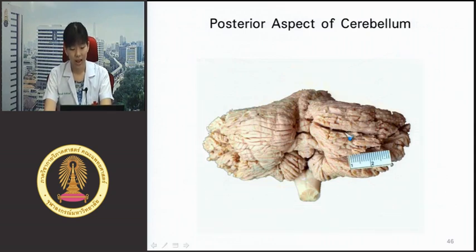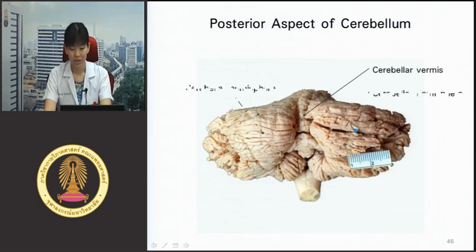At the posterior aspect of the cerebellum, the midline cerebellar vermis and its lateral expansion, the cerebellar hemispheres, are shown. Note the cerebellar tonsil is closely related to the medulla.